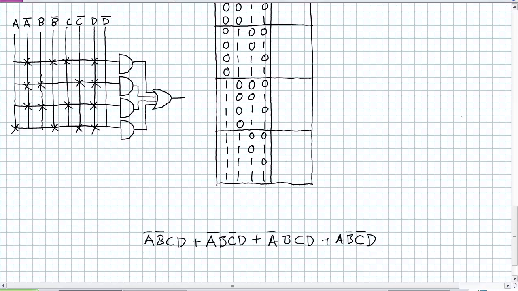So what I've got is my first term, not A and not B and C and D, ORed with not A and B and not C and D, ORed together with not A and B and C and D, ORed together with A and not B and not C and D. That's my final expression, X. Let's see if you can fill out the truth table for this.